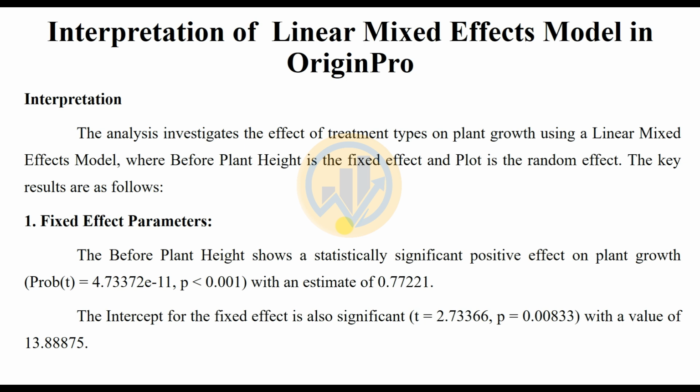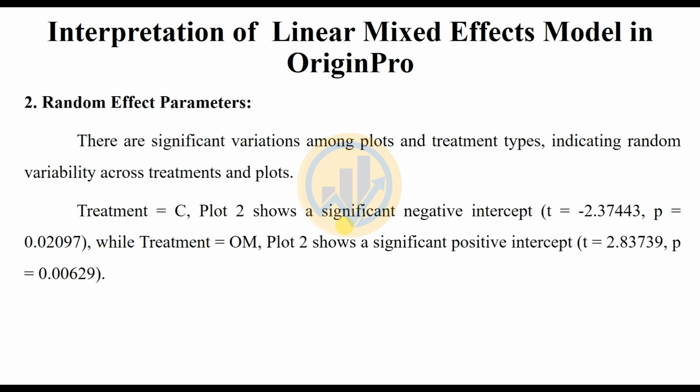The t value is equal to 4.73372 e power minus 11, and the p is equal to 0.001, with an estimate of 0.77221. The intercept of the fixed effect is also significant: t is equal to 2.73366 and the p value is equal to 0.00833, with a value of 13.88875. So the second one is the random effect parameters.